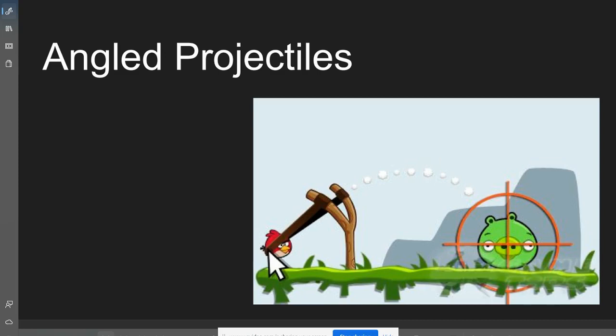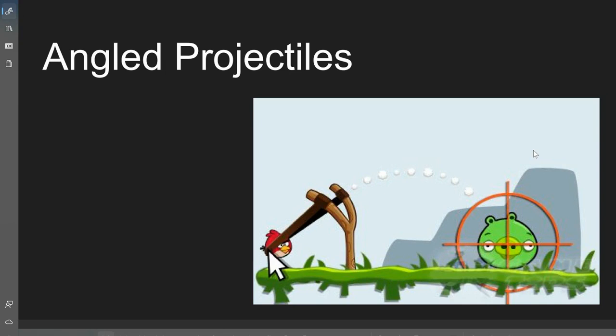All right, everybody. So here's angled projectiles. Okay. So this is, dang, you all might not even know what this game is anymore. Now I feel a little old, but Angry Birds is a great example of angled projectiles where the physics actually is similar to what we'd see in a situation that has no air resistance, things like that.